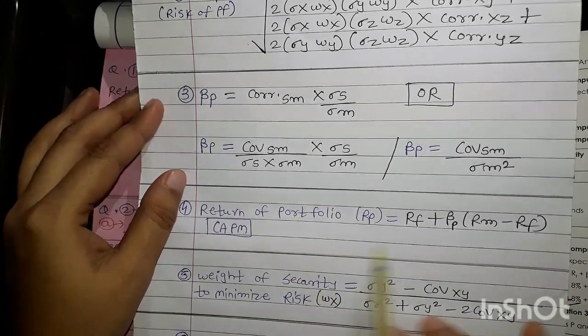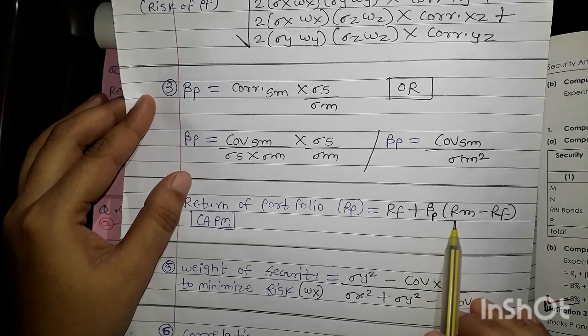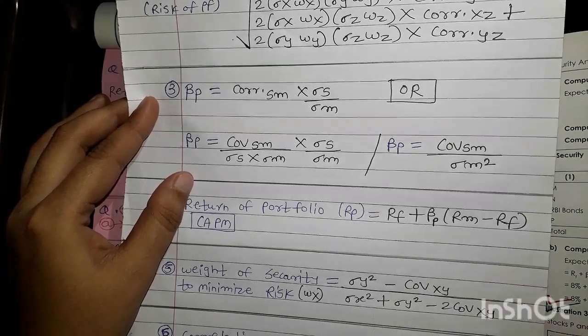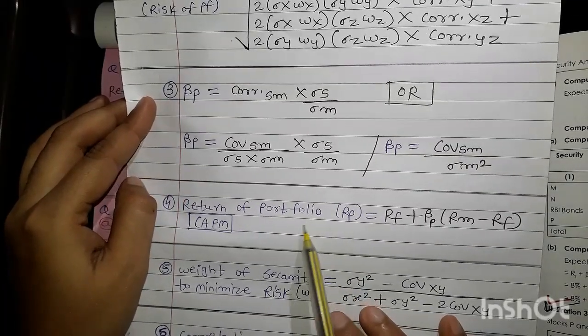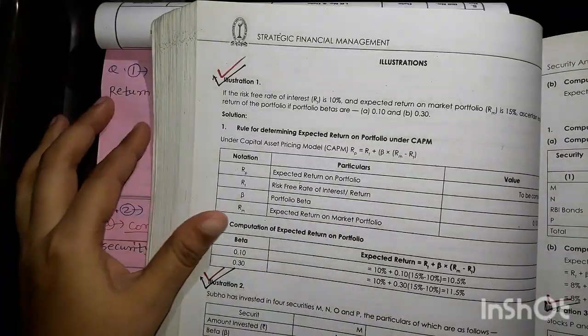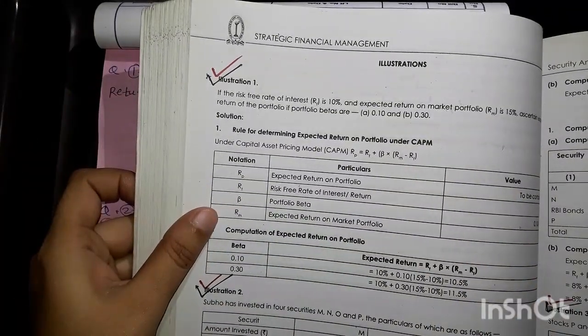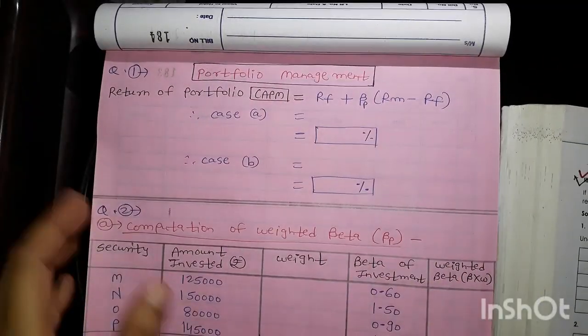It means we can calculate the return of portfolio as per CAPM. So CAPM का formula क्या रहता है? RF plus beta of portfolio multiplied by RM minus RF. This information is given in the question, so we will calculate the return of portfolio by using this formula, that is CAPM model. CAPM use करके हम लोग solve करेंगे.